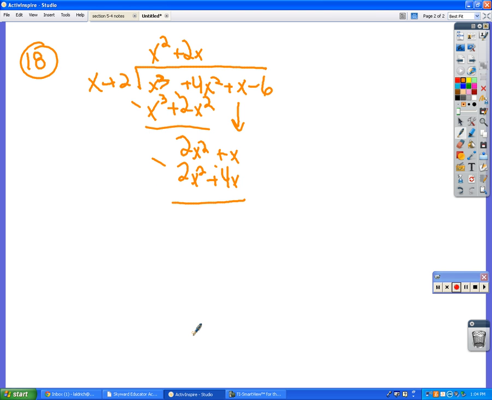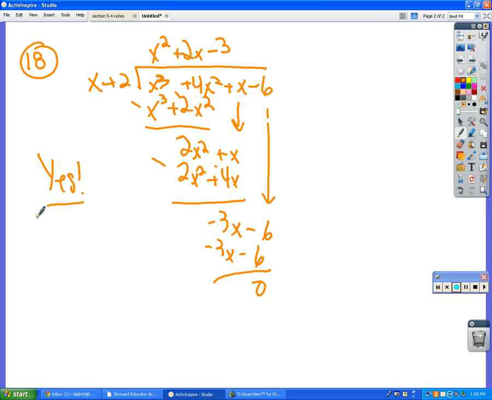Change the signs. X minus 4x is negative 3x. Bring down the negative 6. Multiply by negative 3. So that again gives me negative 3x minus 6. So since those are the same, the remainder is 0. So the answer is yes. X plus 2 is a factor of x cubed plus 4x squared plus x minus 6. All right?